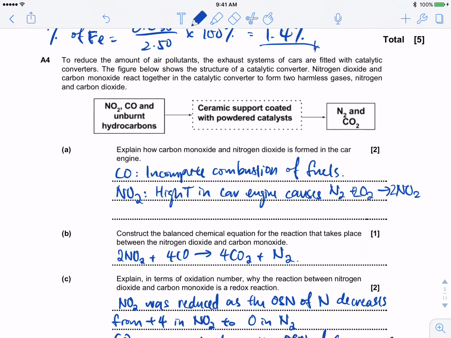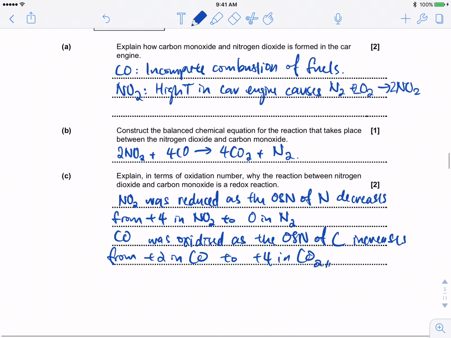Next part, question 4. To reduce the amount of air pollutants, the exhaust system are fitted with catalytic converters. The figure below shows the structure of a catalytic converter. Nitrogen dioxide and carbon monoxide react together. How are they formed in the car? Very simple. Carbon monoxide is produced whenever there's incomplete combustion of fossil fuels. For nitrogen dioxide, the high temperature in the car engine causes the nitrogen gas and oxygen gas in the air to combine to form nitrogen dioxide. Nitrogen dioxide and carbon monoxide became nitrogen gas and carbon dioxide. So you just need to balance the equation.